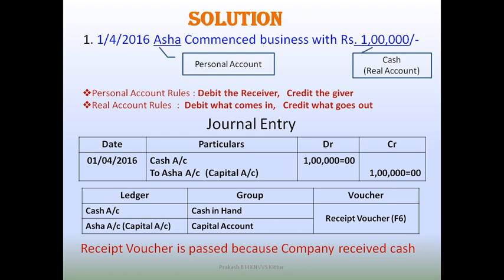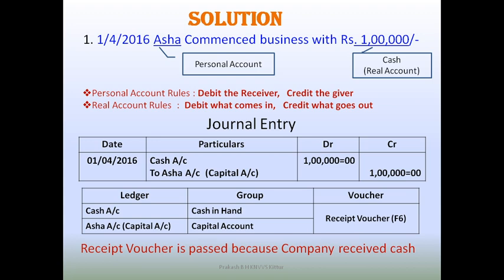Now identify the ledger. Ledger is the head of account. First there is the cash account, which in the groups comes under cash in hand. And then the Asha account, or the capital account. Asha is a personal account we have created, and it comes under the group that is capital account.